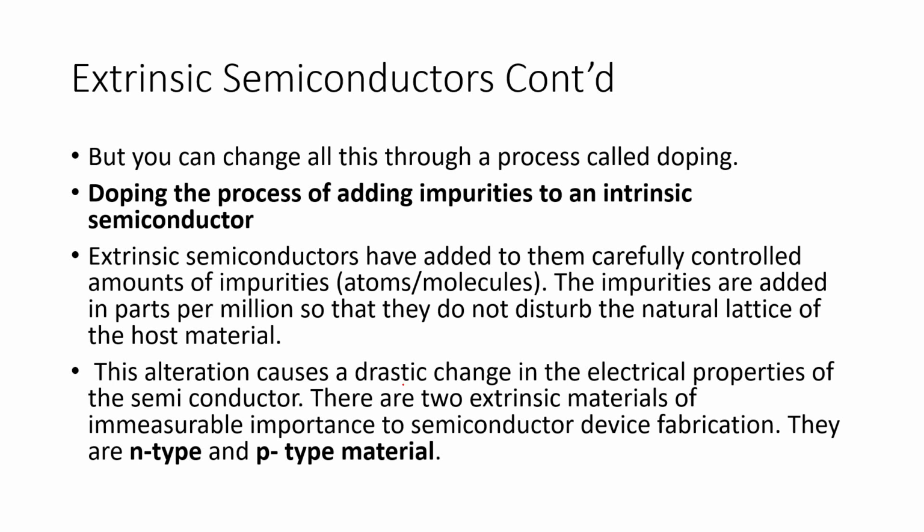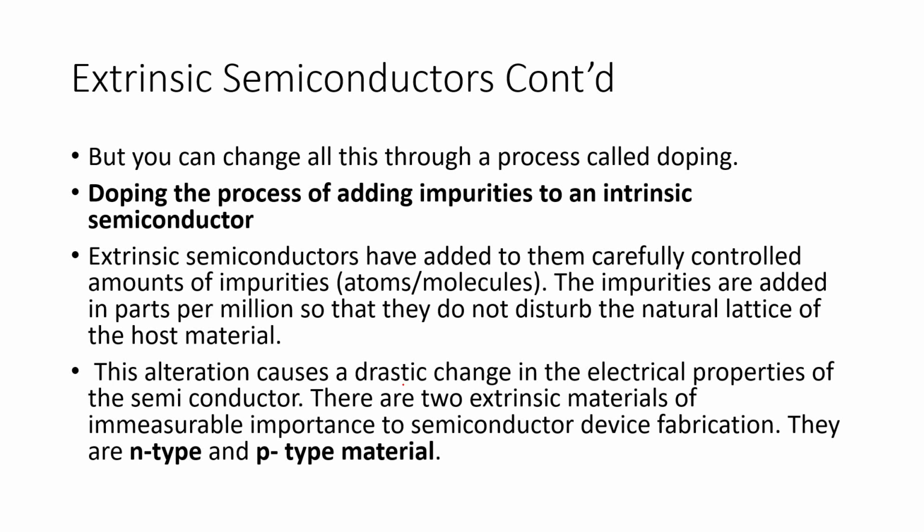And these two types of extrinsic materials that you will hear us talking about further on is what we call the N-type and the P-type materials. So through the process of doping, we are now able to create two specific types of extrinsic semiconductors. One which is going to be what we call the N-type material, and one that we're going to call a P-type material.